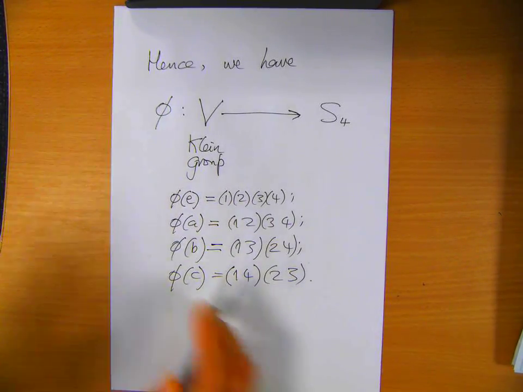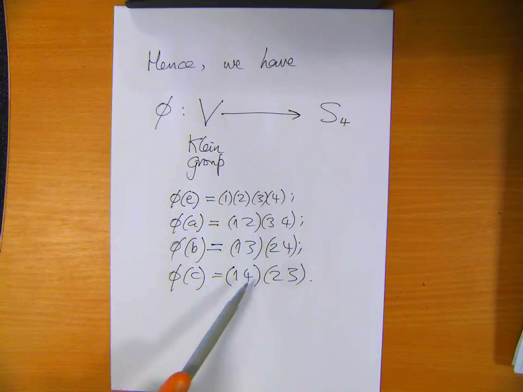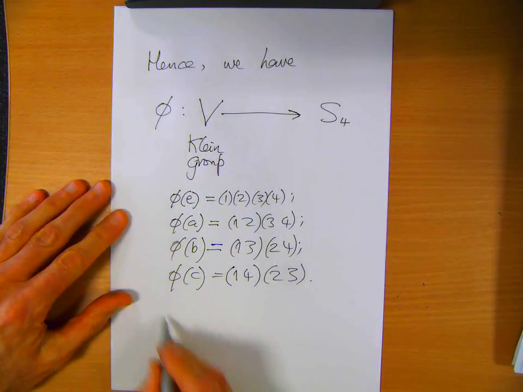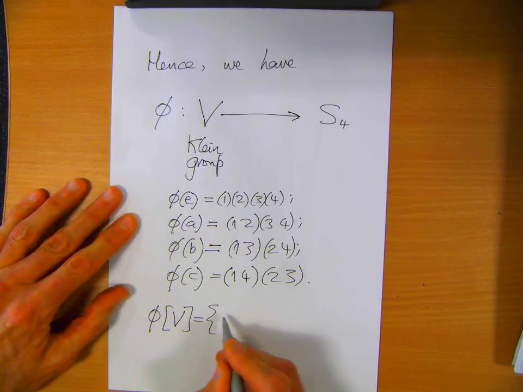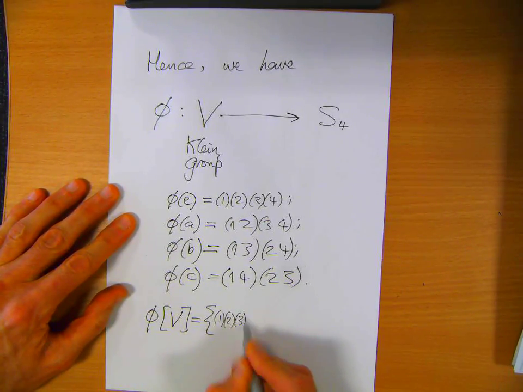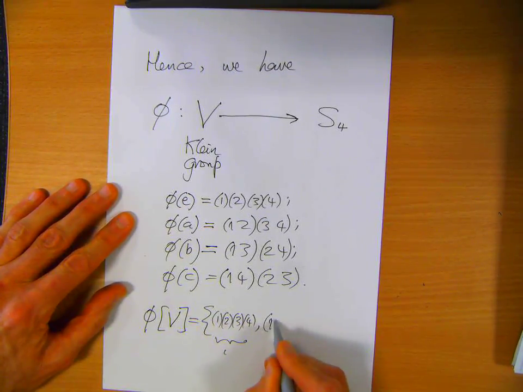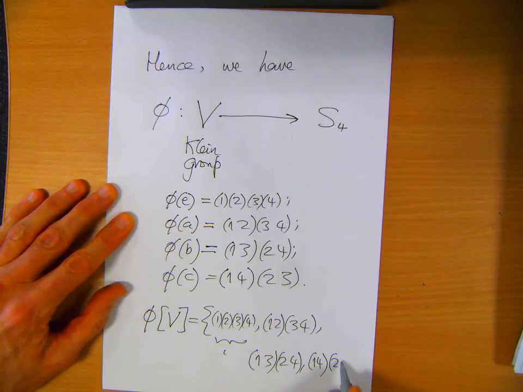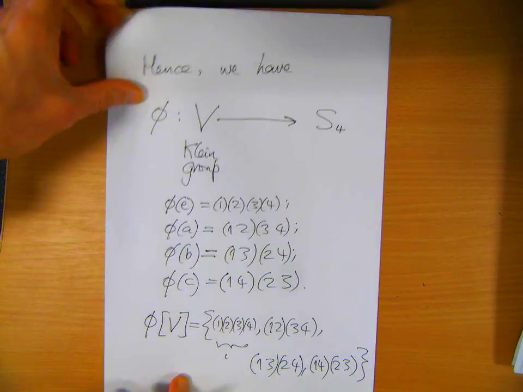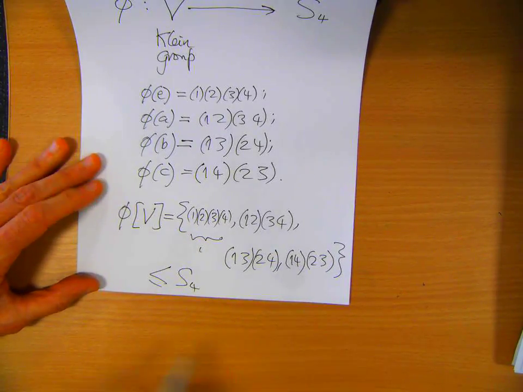We've got those 4 elements of S4, so we've got the identity, and then we've got the 3 products of transpositions. And so phi square brackets of V is this subgroup. We could perhaps have called that iota or something. We've got these 4 elements of S4, and they form a subgroup of S4 isomorphic to the Klein group.